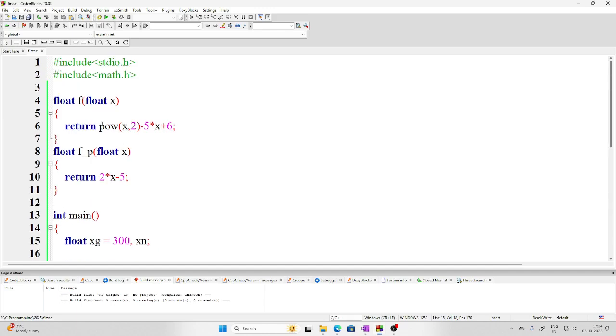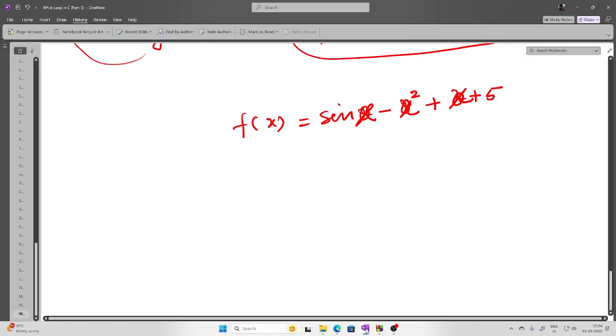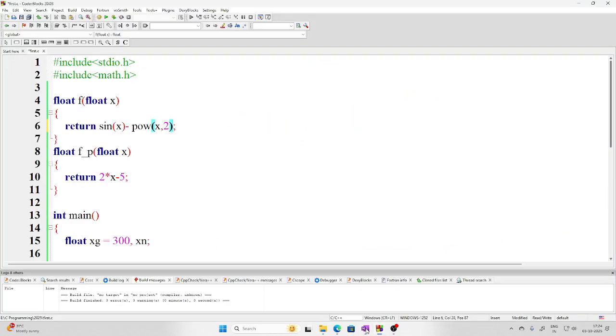So in place of function, what I have to write, sine x, is it plus or minus? Minus x square, then plus x and then plus 5. Am I right? Okay. And I am interested in finding out the root.